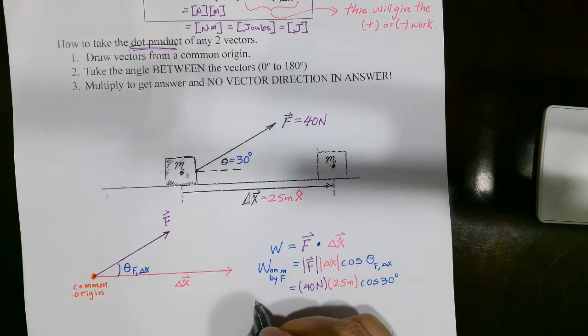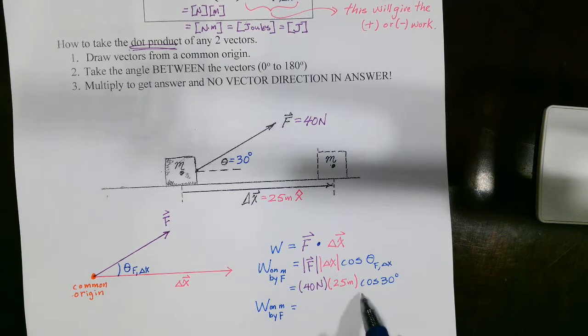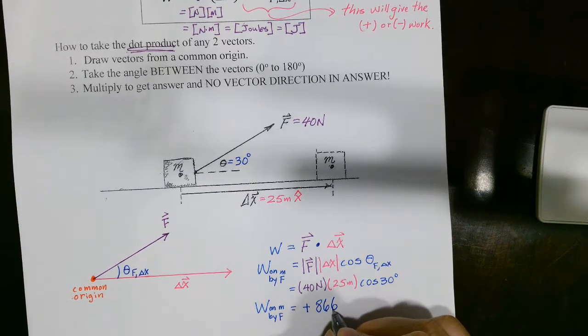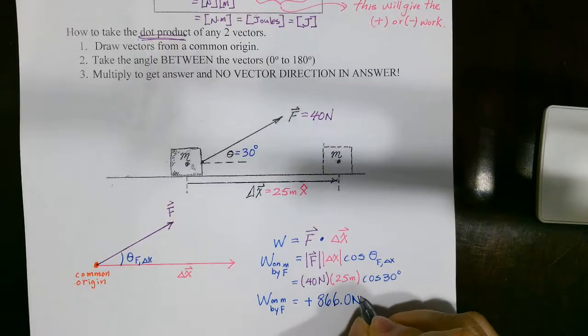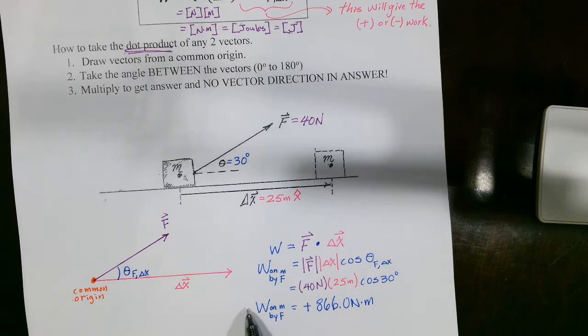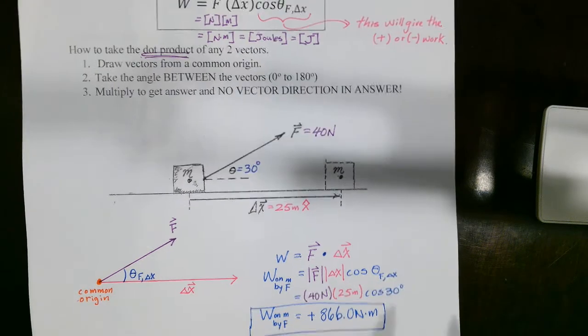So if you work it out, your work on m by F is equal to cosine of 30, which is like 0.866 and it's positive, times this would be positive 866.0 Newton meters. Now notice, no x hat, no y hat, no z hat, nothing. So don't get confused with dot product with cross products.